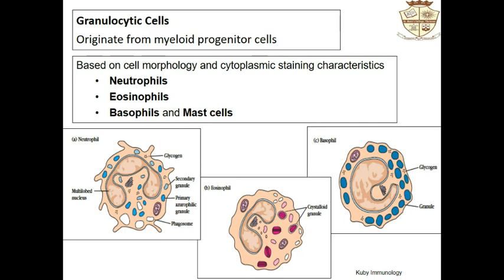Eosinophils are motile phagocytic cells, and they play a role in the defense against parasitic organisms. Basophils are non-phagocytic granulocytes. They contain pharmacologically active substances such as histamine, serotonin, etc. in their cytoplasmic granules, which play a major role in certain allergic responses.